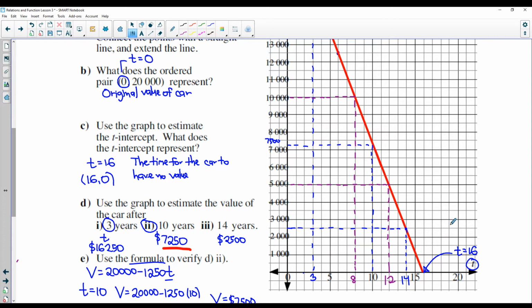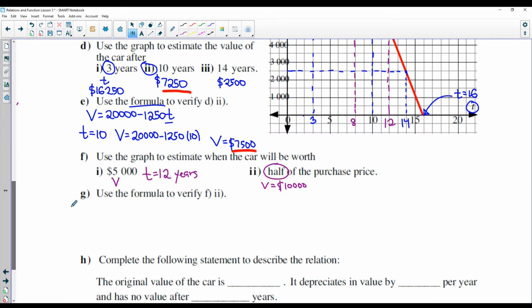I mean, that makes sense. If it takes 16 years for the car to have no value, then the time for it to have half that value would just be 16 cut in half, which is 8 years. So T would be 8 years.